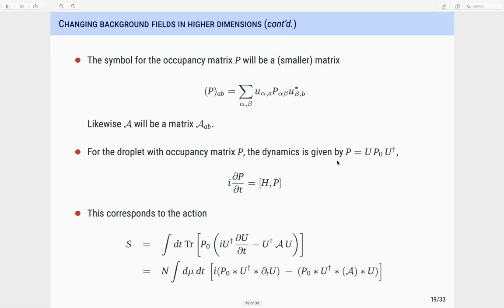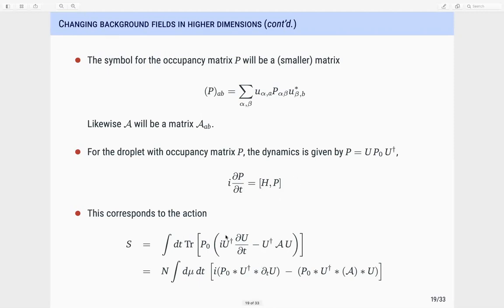Look at the time evolution. It's given by unitary transformations on these states. It obeys some kind of a quantum Liouville equation. I can write an action for this equation. It reads like so here. If you vary U, you will get this quantum Liouville equation.